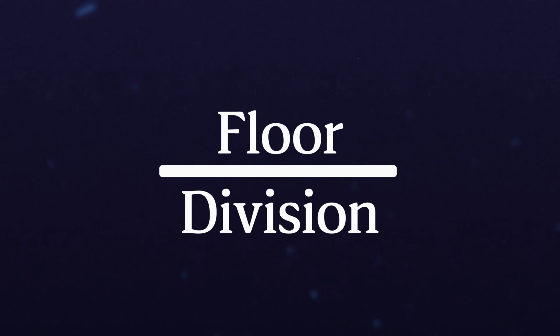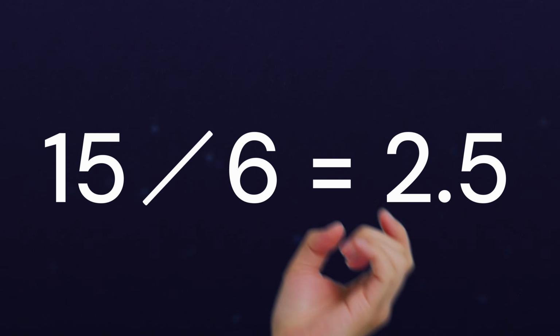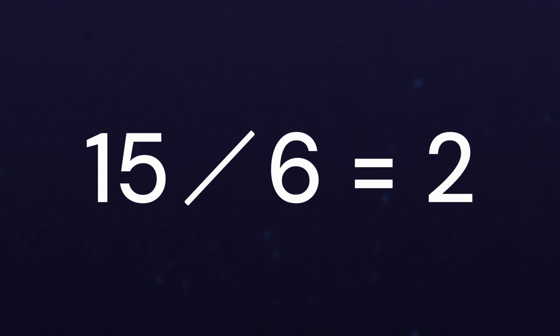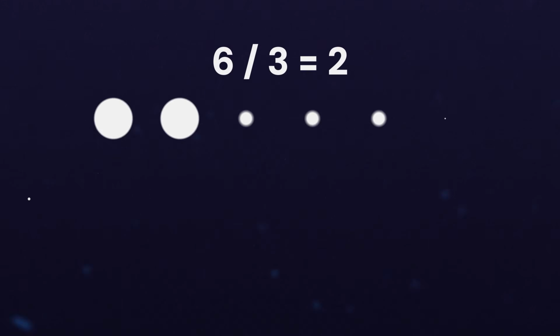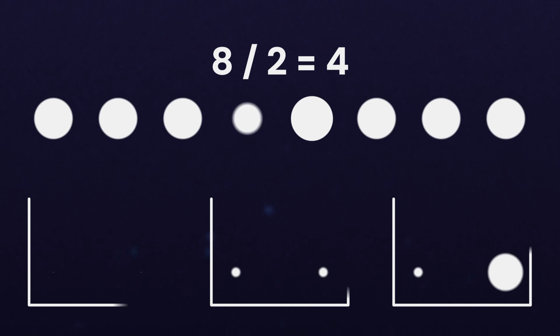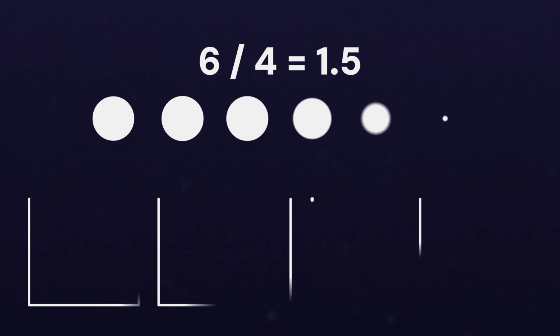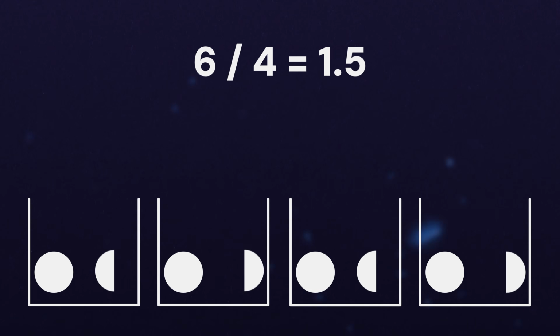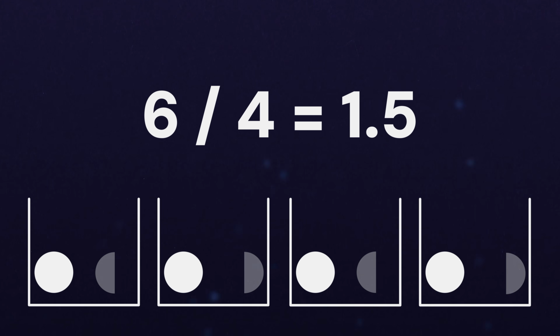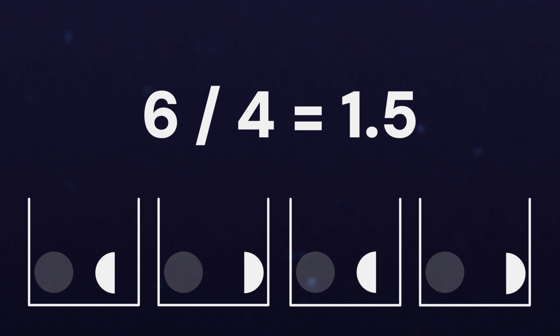Floor division is just like regular division, but there's a slight twist. The remainder is ignored or truncated or dropped, at least with positive numbers. Let's go over a few examples, but first with regular division. 6 divided by 3 is 2. 8 divided by 2 is 4, and 6 divided by 4 is 1.5, because 4 goes into 6 one whole time, and then half a time more, right?